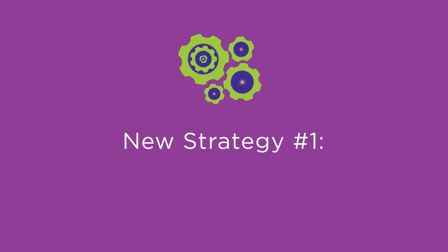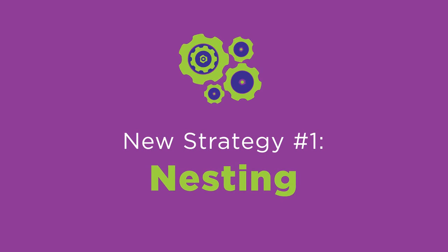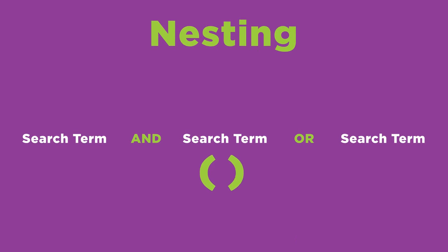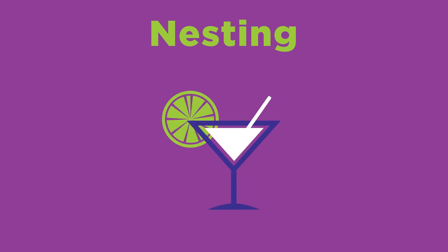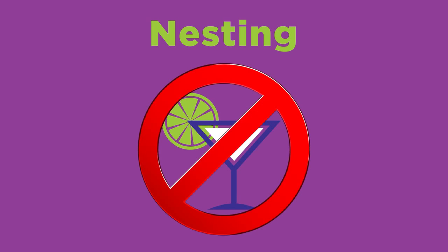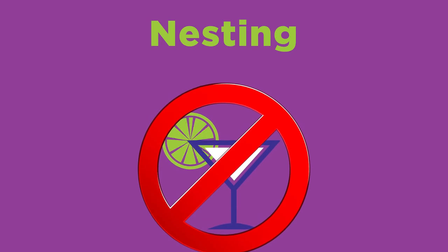Our first new strategy is called nesting. Nesting involves using parentheses to clarify relationships between search terms when using more than one Boolean operator. Let's say you're doing a report about the problems of teens drinking alcohol. Some keywords or search terms are teen and alcohol.